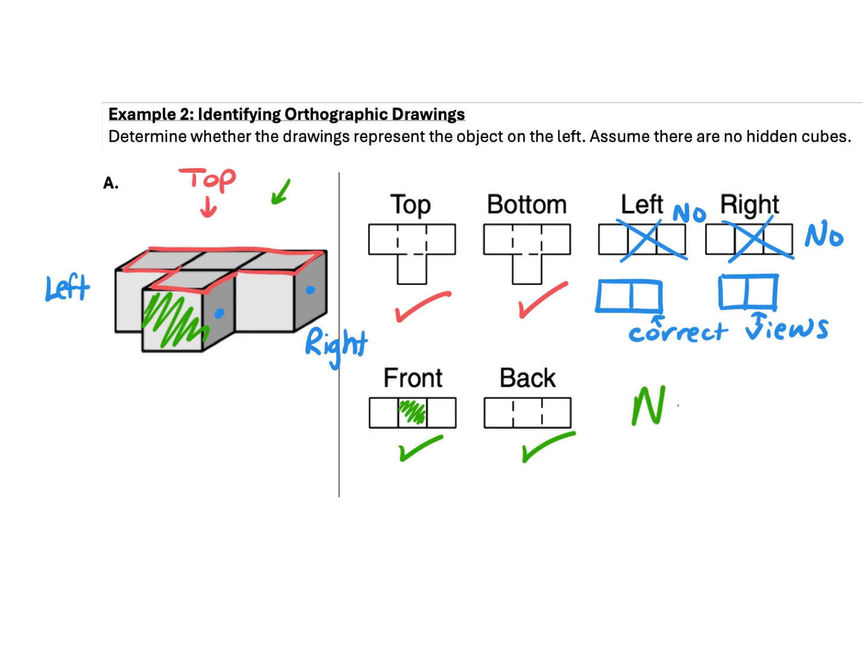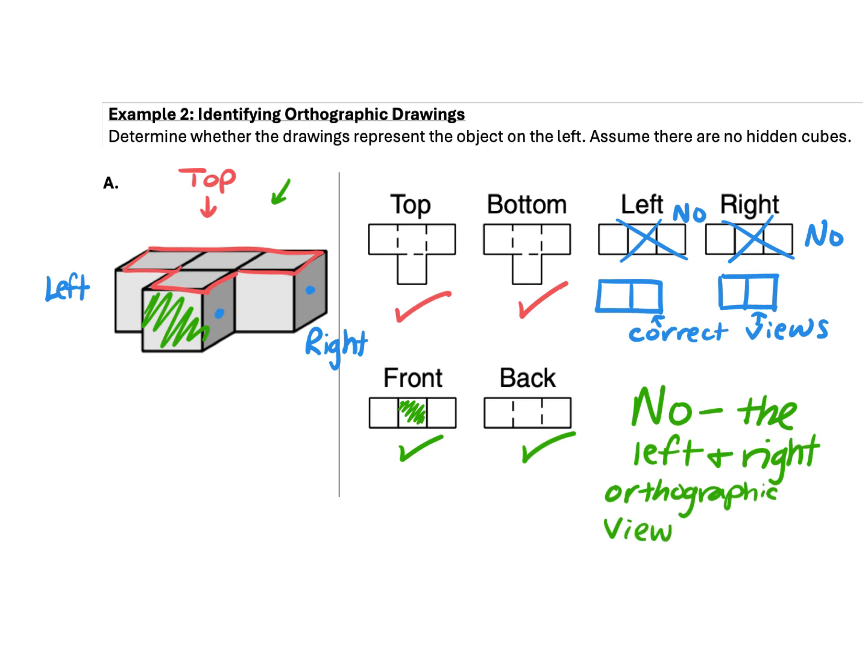But because the left and the right views are incorrect, determine whether the drawings represent the object on the left. No. And the reason is the left and right orthographic views are incorrect. In order for it to represent the object, all 6 views must be drawn correctly.